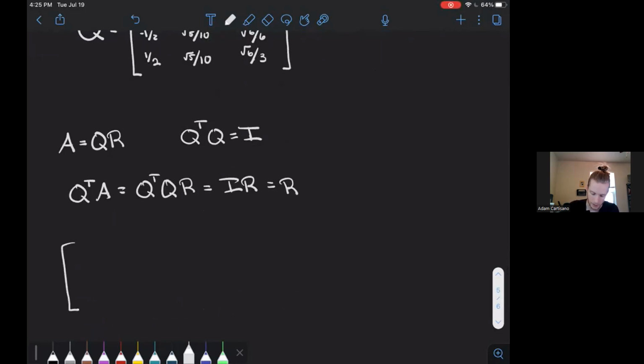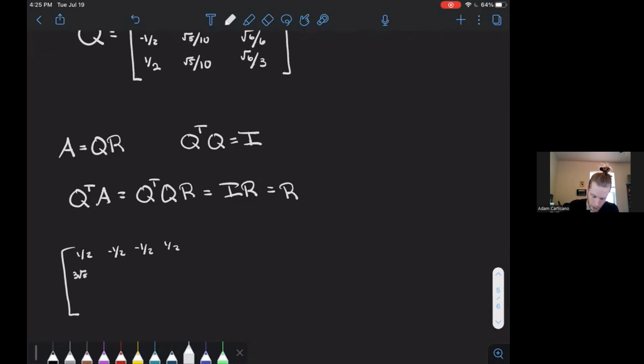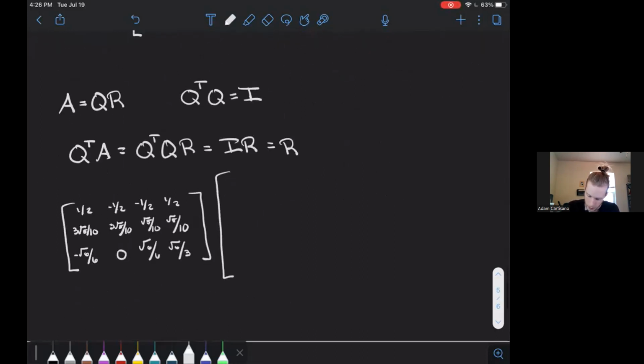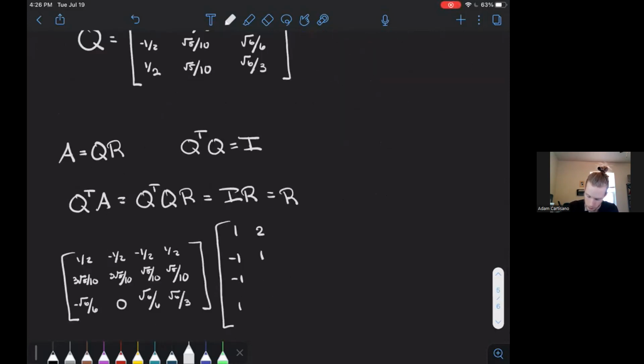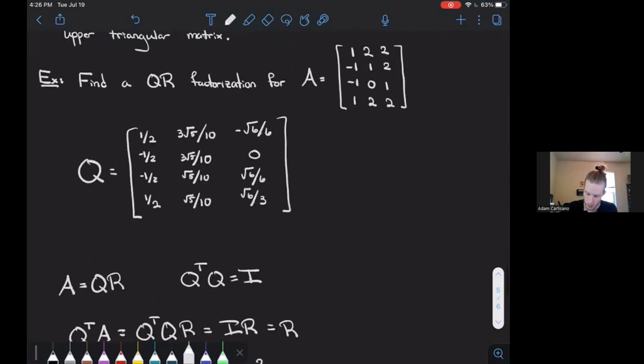Okay, let's just do it. Not afraid. 1/2, negative 1/2, negative 1/2, 1/2, 3 root 5 over 10, 3 root 5 over 10, root 5 over 10, root 5 over 10, negative root 6 over 6, 0, root 6 over 6, root 6 over 3, times our original matrix, 1, negative 1, negative 1, 1, 2, 1, 0, 2, and 2, 2, 1, 2.